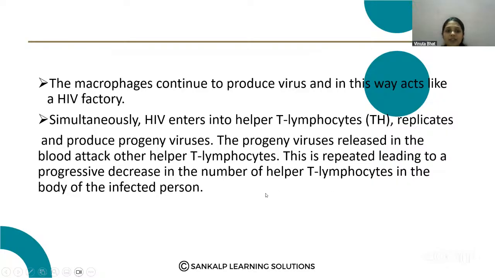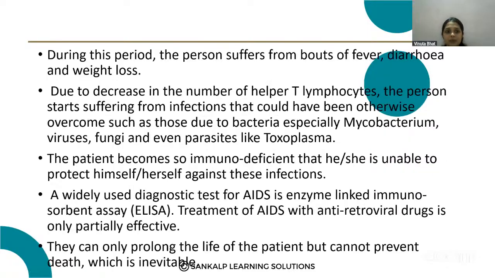So because of this, the person may have a weak immune system. During this period, the person suffers from bouts of fever, diarrhea, and weight loss. Due to the decrease in the number of helper T lymphocytes, the person starts suffering from infections. So that I already explained.